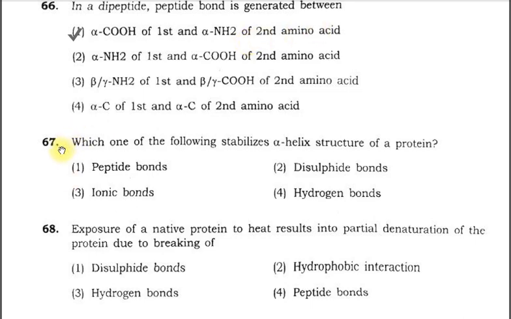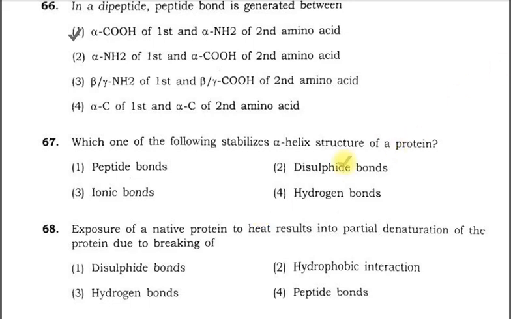Question number 67. This question is also from protein. Proteins make a favorite topic for question paper setting. Listen carefully. Which one of the following stabilizes the alpha helix structure of a protein? Option 1 peptide bond, option 2 disulfide bond, option 3 ionic bond, option 4 hydrogen bond.